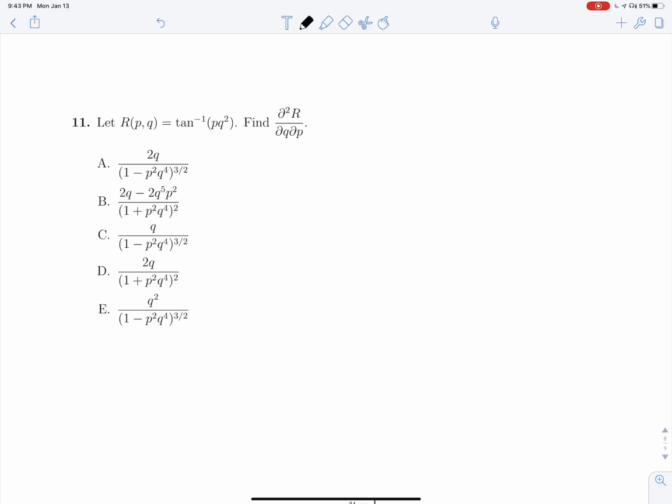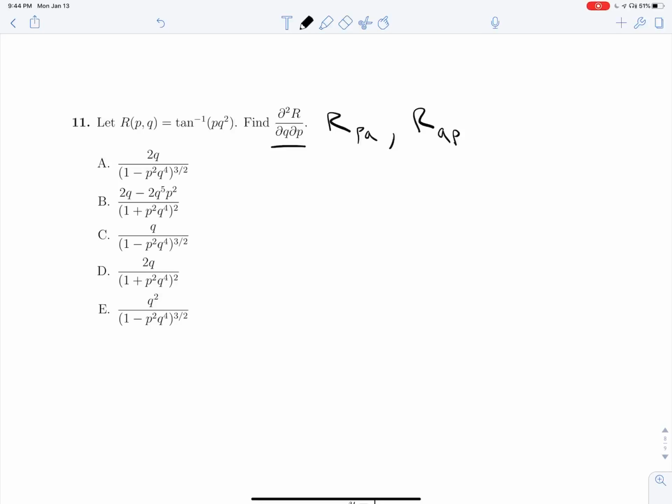Okay, so r of p and q is the inverse tangent of pq squared, and we're meant to find the mixed partial derivative. We can also write this as r_pq or r_qp, because remember, the mixed partial derivative is always the same no matter which order you do it in, at least for the normal functions that we're dealing with. I'm pretty sure that's Clairaut's theorem or whatever Kaufman said last semester.